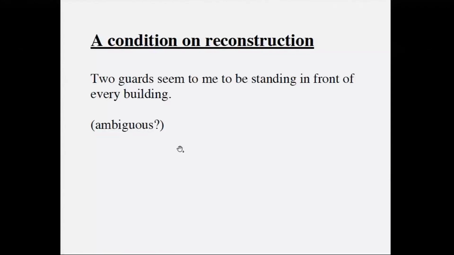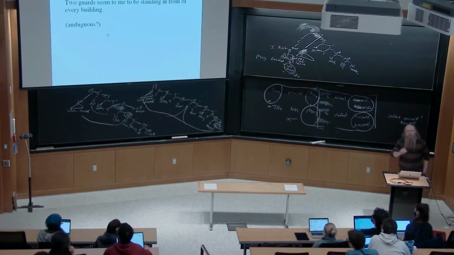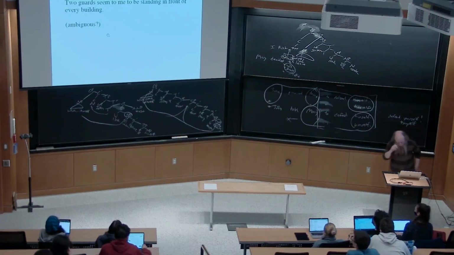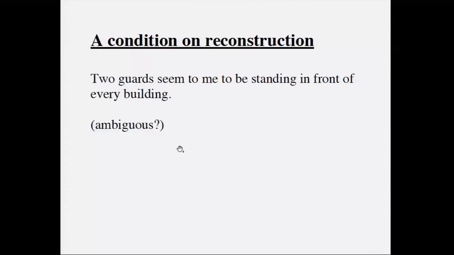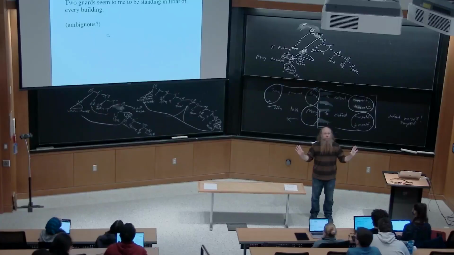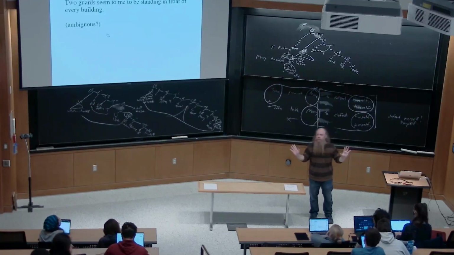We have 15 minutes left. And I don't think I can do this next thing in 15 minutes. It involves guards. No, maybe I can. Let's start at least, and then this will give you something to think about until we get to Thursday. So consider this sentence: 2 guards seem to me to be standing in front of every building. Is that ambiguous? Yeah, it's ambiguous in the familiar way. It either means each building is guarded by 2 guards, as far as I can tell, or there are 2 really weird guards guarding all the buildings at once. It has those readings at least.